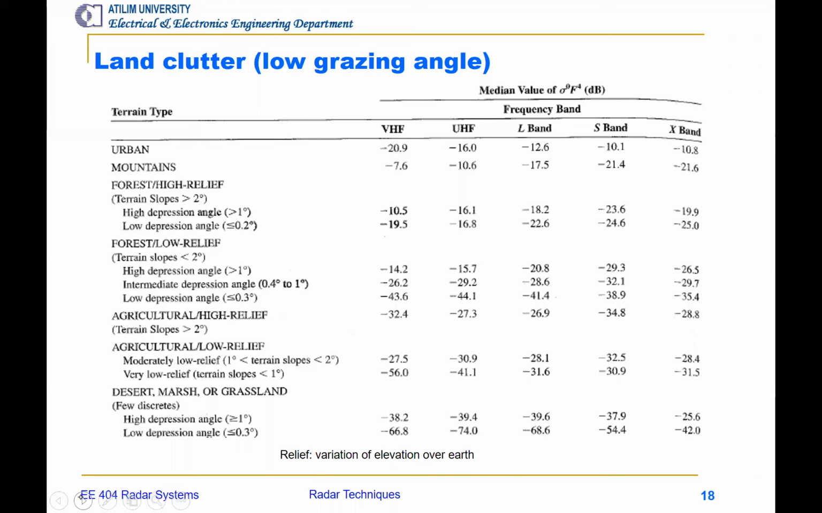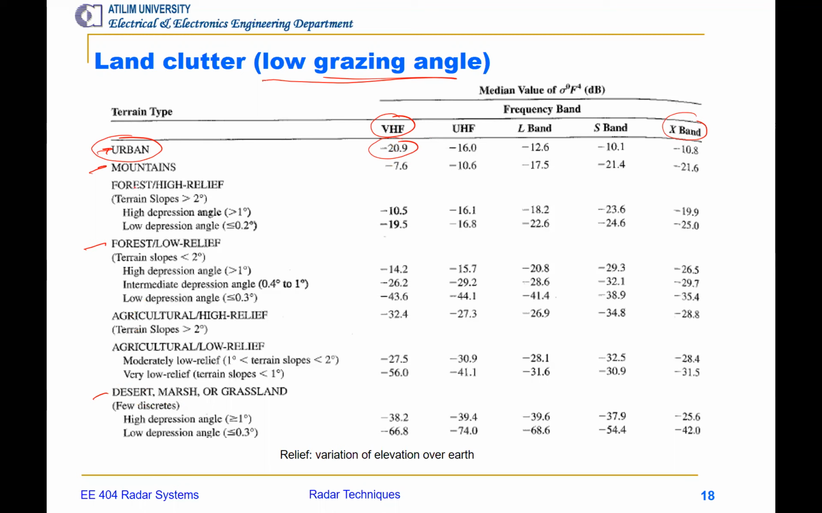Here is a table showing land clutter for low grazing angle. All are measured values, and from urban to mountains region, or desert or grassland, agricultural or forest, all are listed here. From VHF until X-band, we see a variation of 10 dB from VHF to X-band when it is urban. Urban means the city centers, or around city centers.